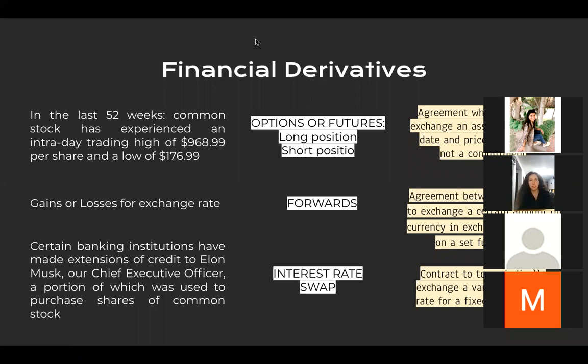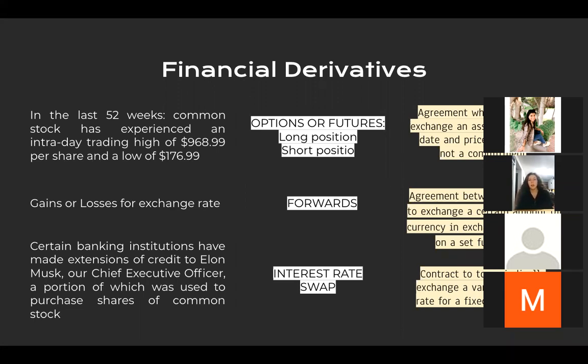Financial derivatives. Well, about Tesla, in the last 52 weeks, this is according to 2020, common stock has experienced an intraday trading high of $968 per share, and a low of $176. So this is highly volatile. That's why it could be a good option to not trade with the stock itself, but with options or futures, so we can have better profits with lower risk.